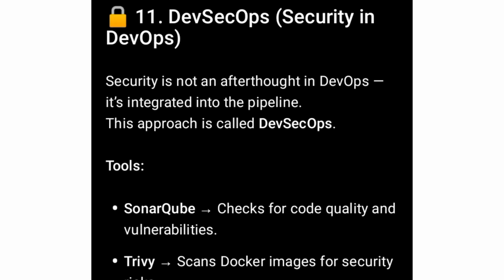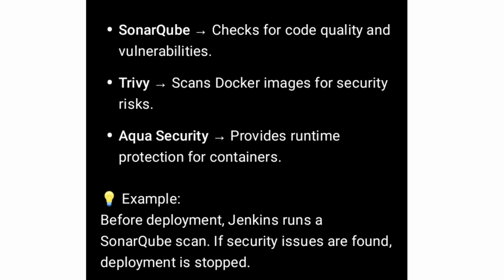11. DevSecOps, security in DevOps. Security is not an afterthought in DevOps, it's integrated into the pipeline. This approach is called DevSecOps. Tools: SonarQube checks for code quality and vulnerabilities. Trivy scans Docker images for security risks. Aqua Security provides runtime protection for containers. Example: before deployment, Jenkins runs a SonarQube scan. If security issues are found, deployment is stopped.